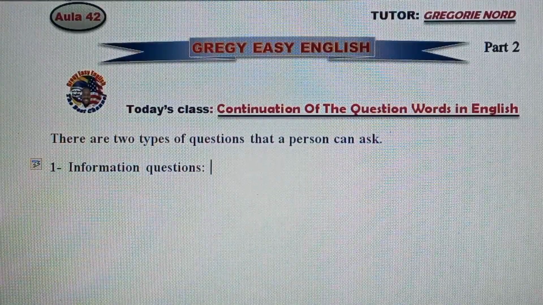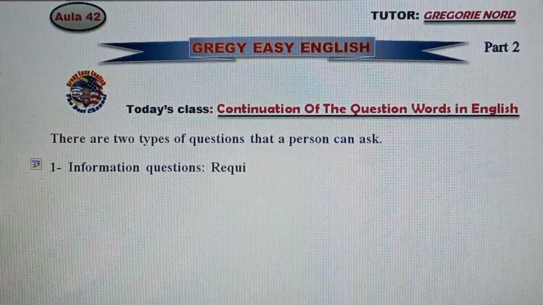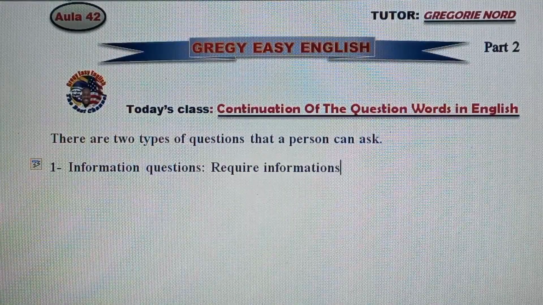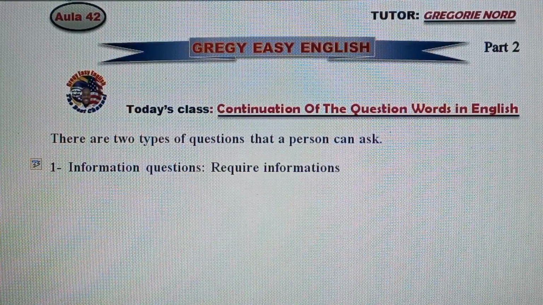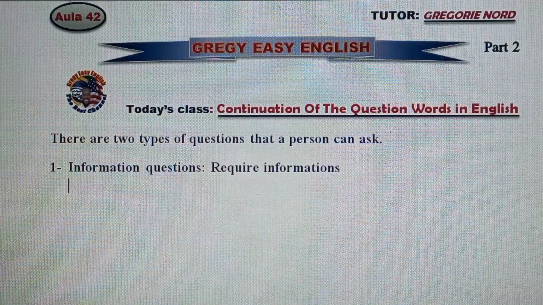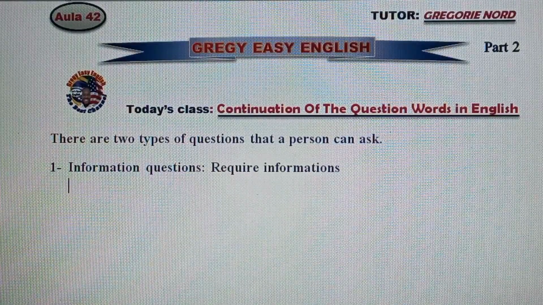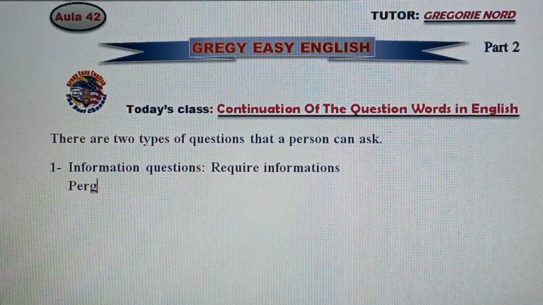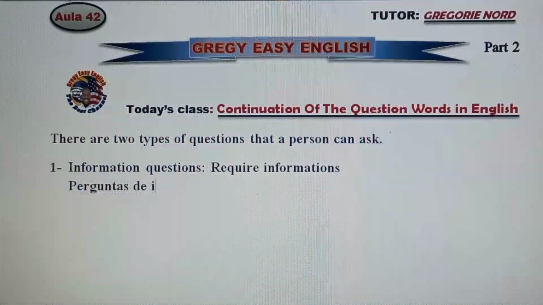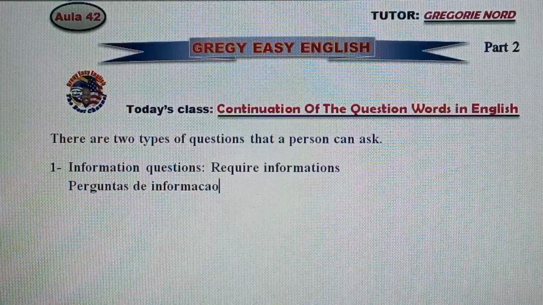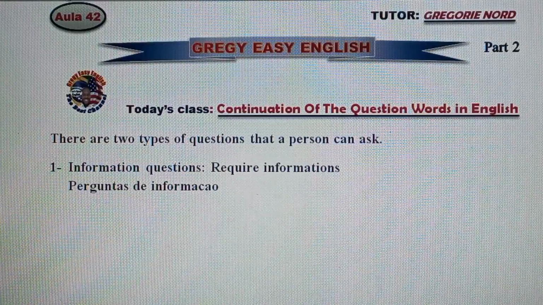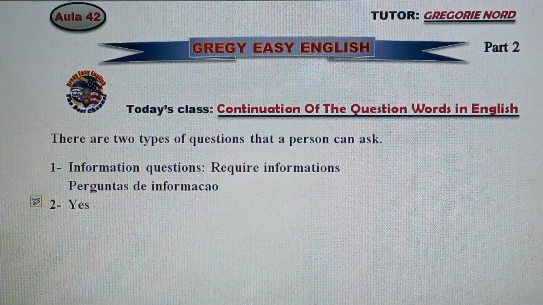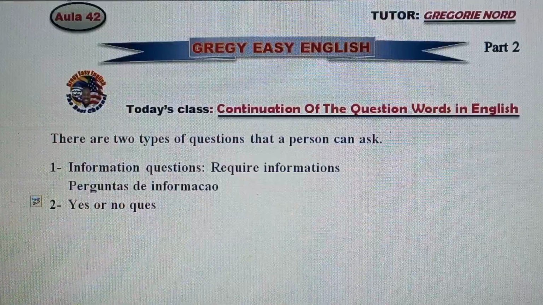Now, information questions require information. When you see information questions, you see information. O que significa information questions em português? Em português, information questions significa perguntas de informação. Perguntas de informação.